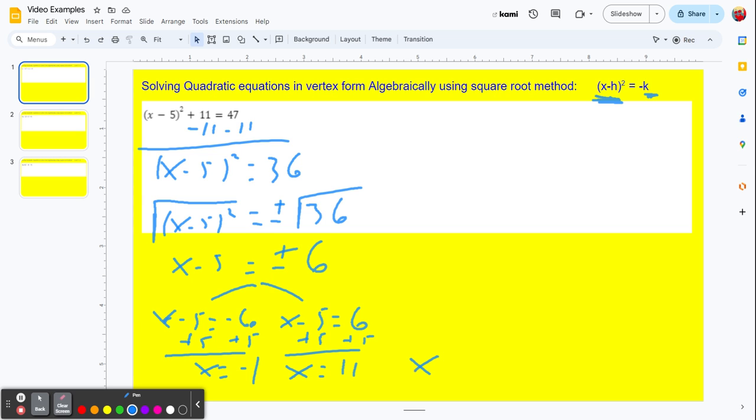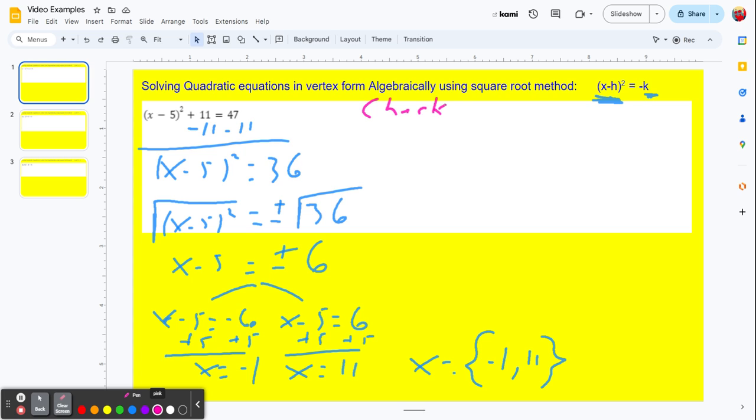So our solution set is, there's two answers. x can be negative 1, and x can be 11. All right, we can check that. We check it by substituting back into the original equation to make sure it gives us a true statement. We have to check twice now, right? Because we've got to check both of them.